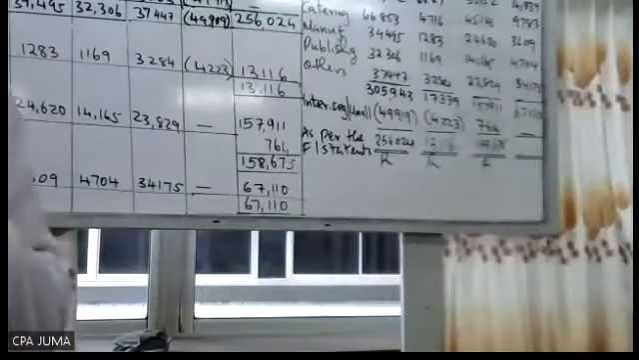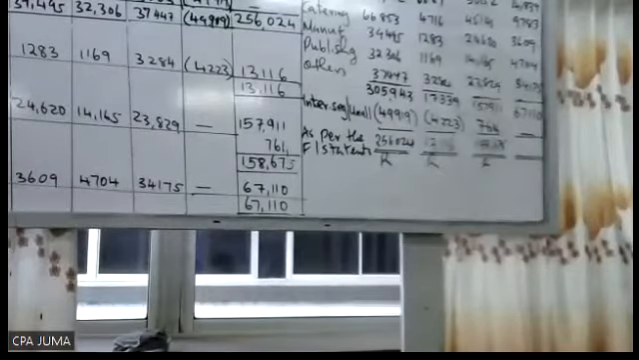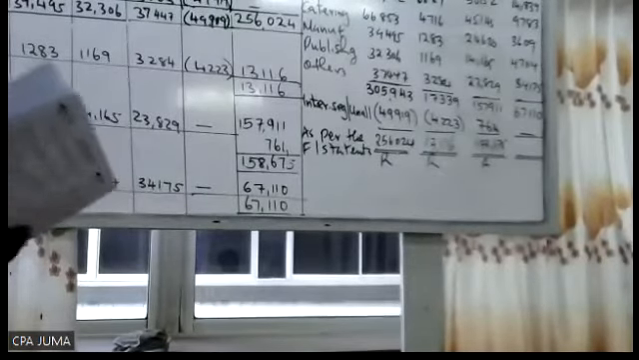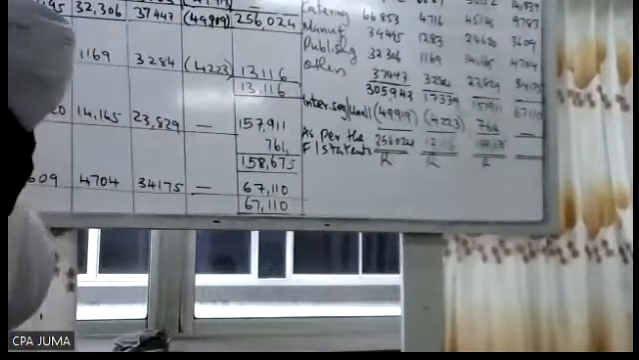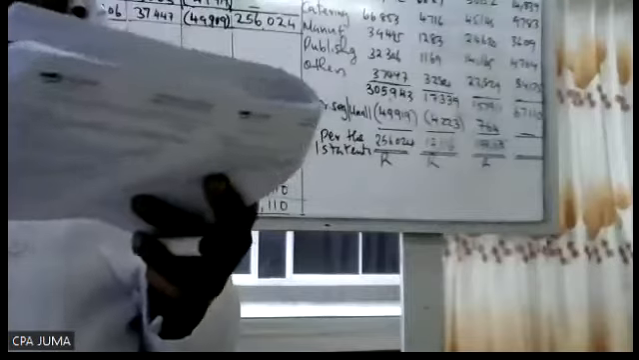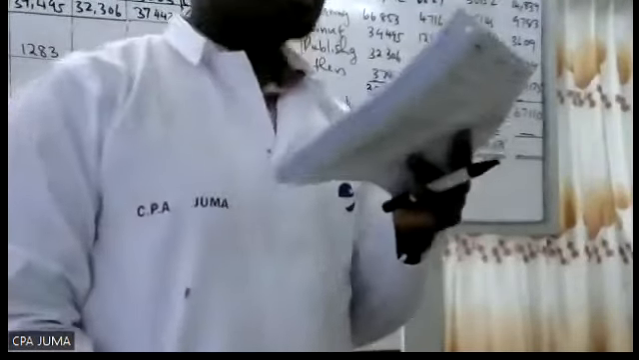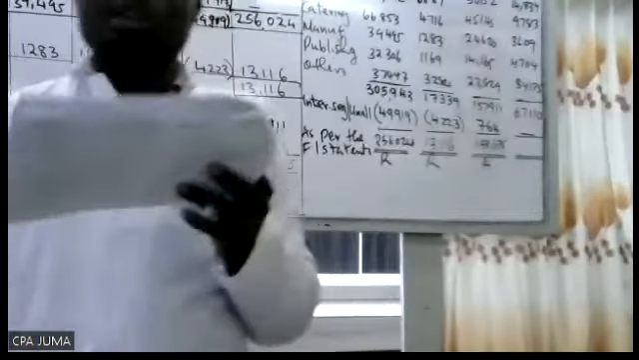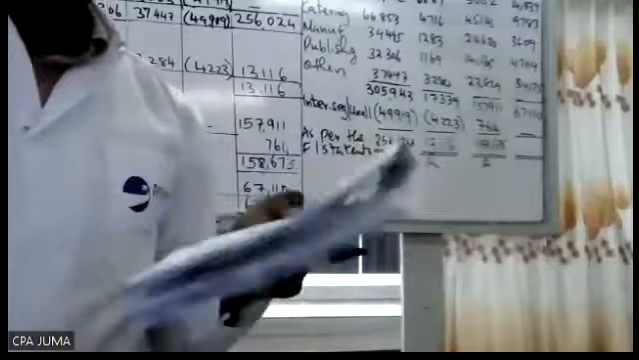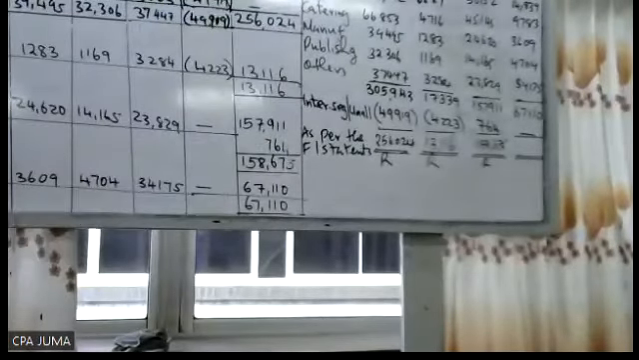Then finally, liabilities. With us, we have 67,110. So can you check their liabilities? The easiest way to check the liabilities: their total equity and liabilities is how much? 158,675. So take that one minus equity. Equity is 91,565. So subtract, you're back in the liabilities.